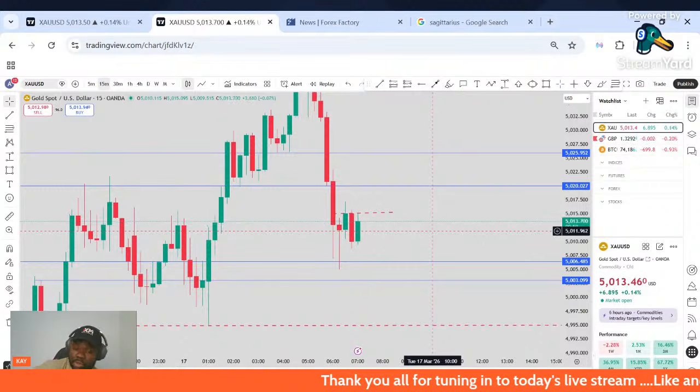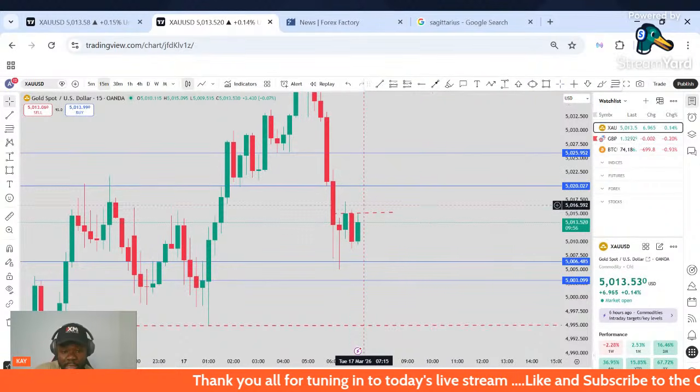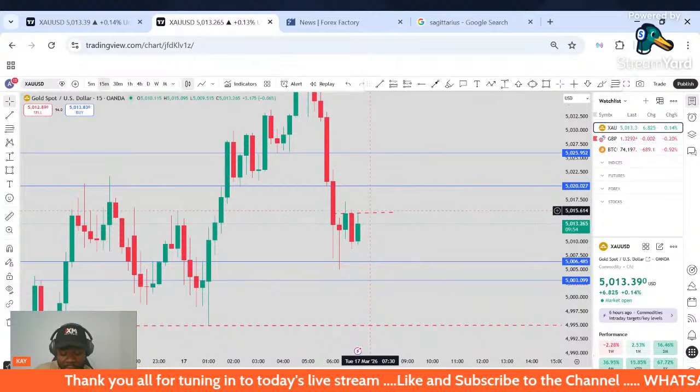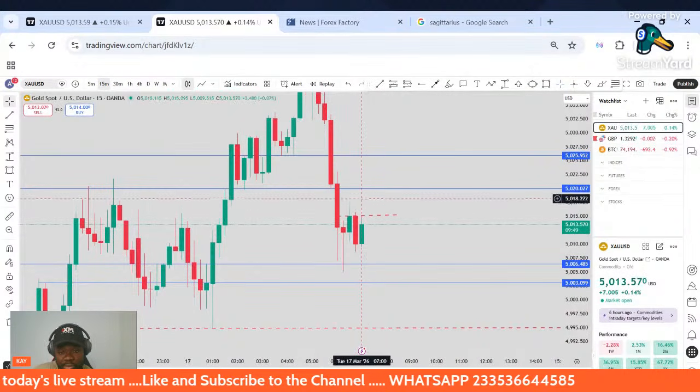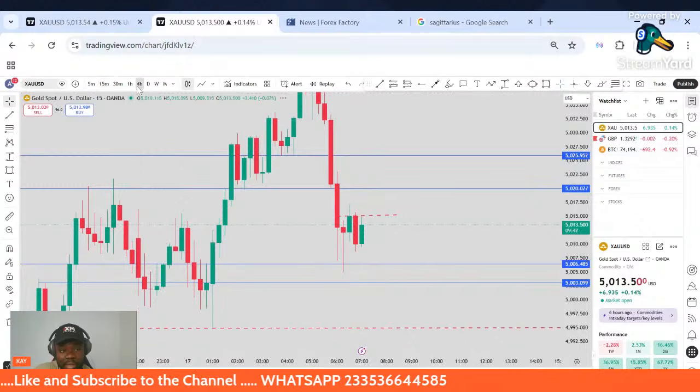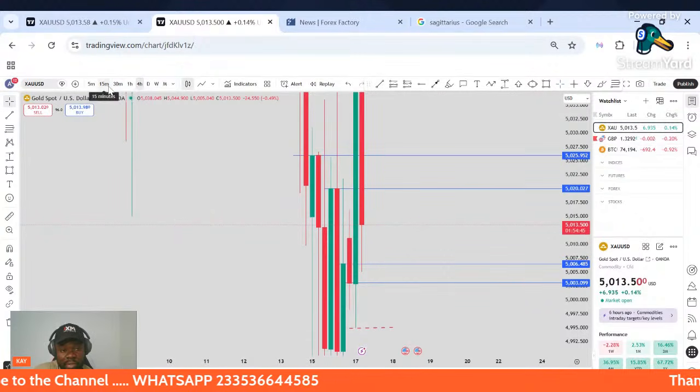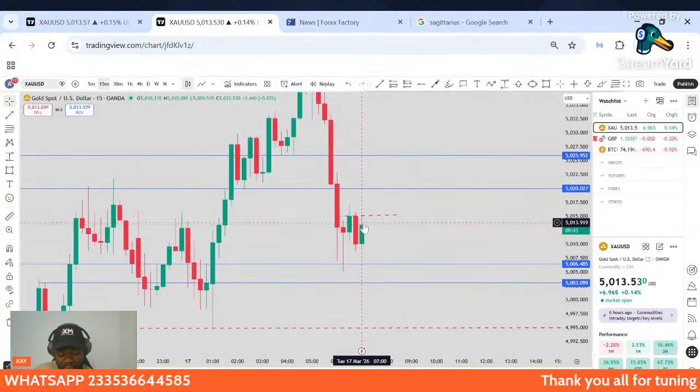So we are waiting. Let's see if price breaks above this one, then we consider our buy as well. If price breaks above this one. Okay, break. If it breaks, then this one has flipped.